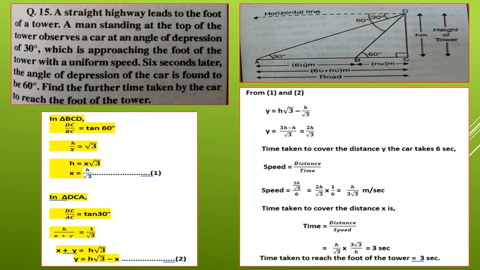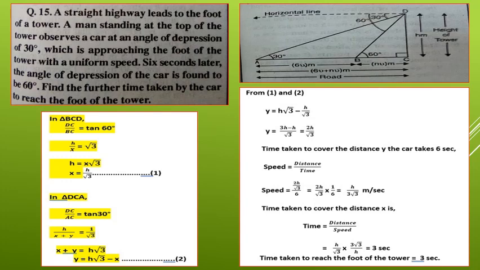Now in triangle DCA, tan theta is equal to DC by AC, which is tan 30 degree. Our DC is H divided by AC, which is X plus Y. Tan 30 degree value is 1 by root 3. So H by X plus Y is equal to 1 by root 3. By cross multiplication, we get X plus Y is equal to H root 3. Therefore, Y is equal to H root 3 minus X.